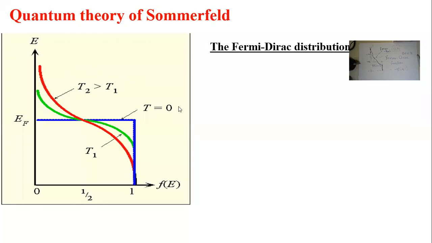So simply, this is a graph. The blue curve represents 0 Kelvin. Then, by increasing the temperature, the number of electrons in the conduction band starts to increase. As you can see here, for example, the red curve indicates a higher temperature than the green curve.